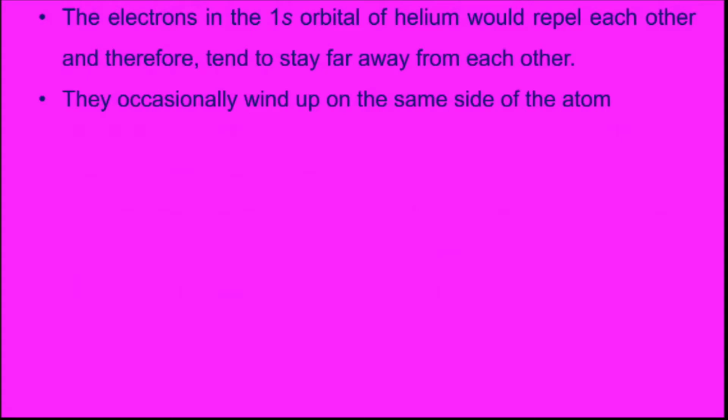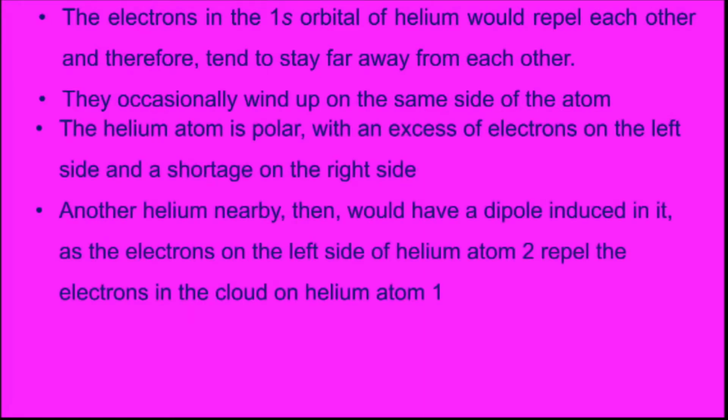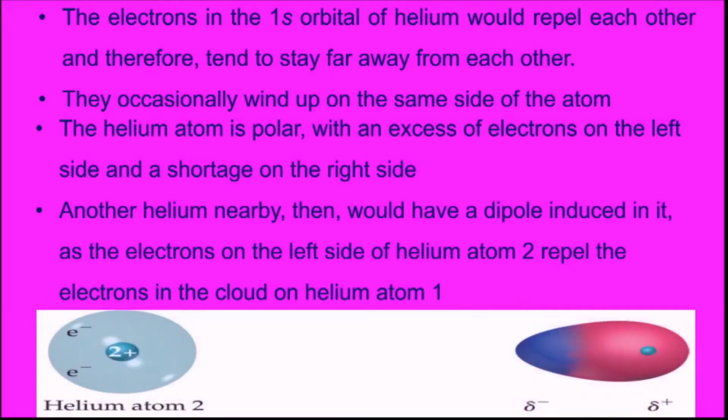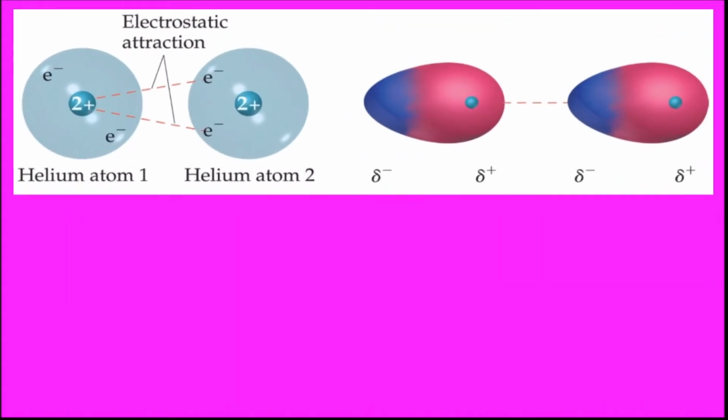The electrons in the 1s orbital of helium would repel each other and therefore tend to stay far away from each other. They occasionally wind up on the same side of the atom. The helium atom is then polar, with an excess of electrons on the left side and a shortage on the right side. If another helium atom is nearby, a dipole would be induced in it, as the electrons on the left side of helium atom 1 repel the electrons in the cloud of helium atom 2.